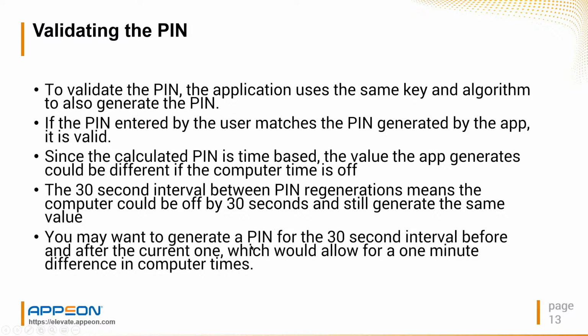Now, one of the things I suggest you might want to do, just to give the user a little leeway, is generate in your app the PIN value for the 30 seconds prior to the current value, the current interval, and a future 30 seconds. So you get about a minute and a half there, and validate the PIN against all three of those, and that gives you a little room for error there. But if the user's phone is off by an hour or something like that, then you're never going to get a match. And the only thing you can do is try to encourage your users to make sure their phone is set to the correct time.